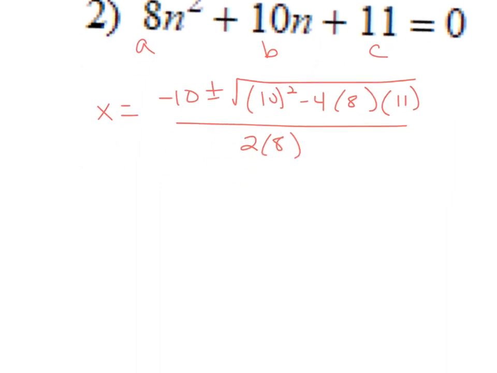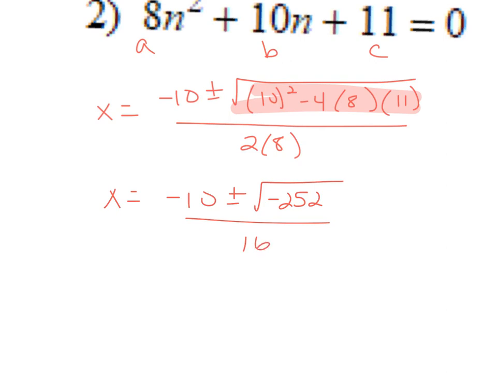All right, so now I'm going to go ahead and put this in my calculator. So I've got 10 squared minus 4 times 8 times 11. All right, and when I do that, I end up with x equals negative 10 plus or minus the square root of negative 252 divided by 16. All right, so now on this one, once you get a negative on the inside of your square root, that cannot happen, so you get no solution here.